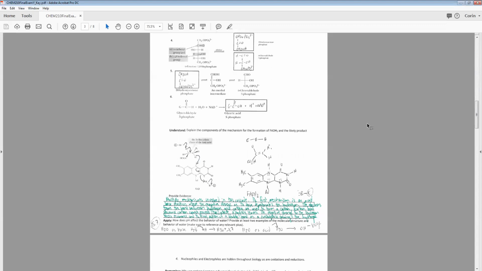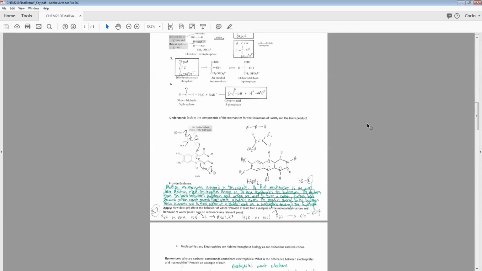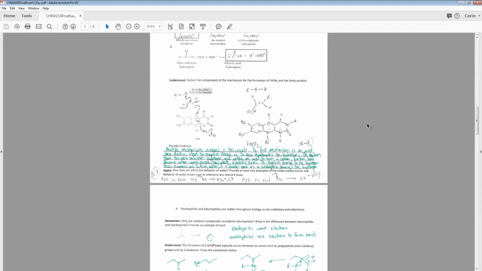Understand the components of the mechanism for the formation of FADH2 and the likely products. So multiple mechanisms are involved in this cascade. The first mechanism is an acid-base reaction where the negative charge on the base deprotonates the hydrogen. The electrons from the bond between the hydrogen and the carbon are then used to form a carbon-carbon double bond, because carbon cannot exceed the octet rule. I have a hydride that leaves. The negative charge then on the hydrogen forces resonance. And the final action of a double bond is a nucleophile to take the last hydrogen. And notice this is the reason why FAD has two H's.